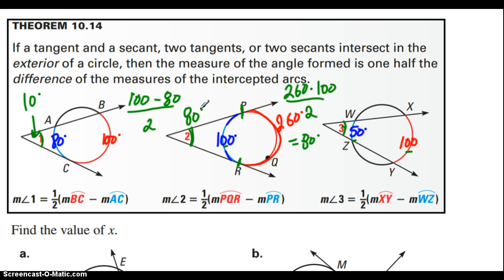For 3, just using the rule again, 100 degrees minus 50 degrees divided by 2 gives us 25 degrees. So angle 3 is 25 degrees. At this point, go on and try A and B below. They're a little more challenging, but I think you can do it. Unpause the video when you're ready.